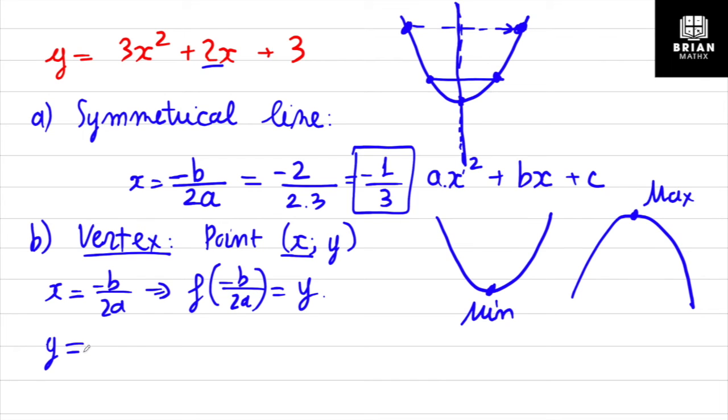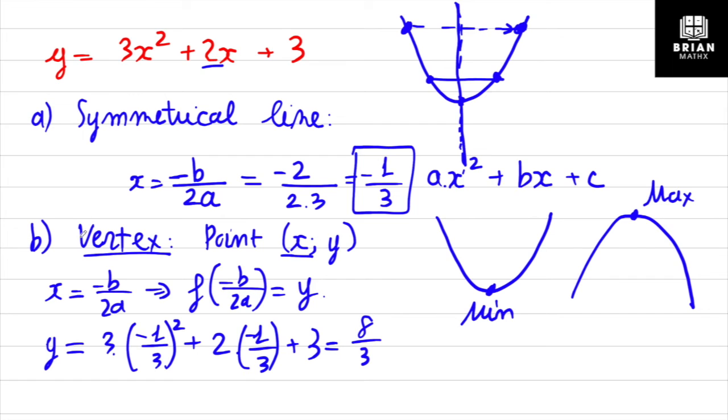So y will be equal to 3 multiplied by negative 1 over 3 squared, plus 2 multiplied by negative 1 over 3, plus 3. And the result is 8 over 3. The coordinate of the vertex in this function is negative 1 over 3 for the x coordinate and 8 over 3 for the y coordinate. That's all. Okay, this is the second step.